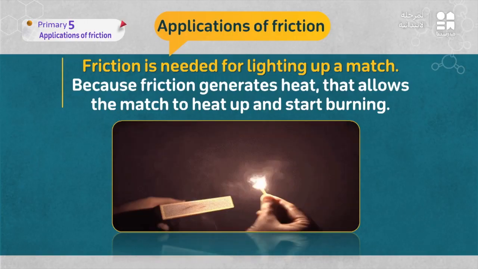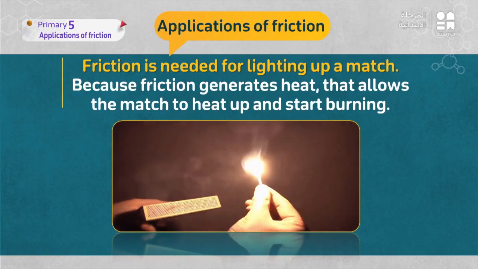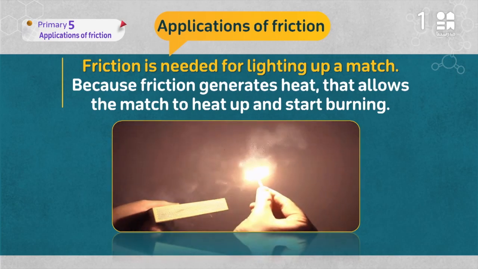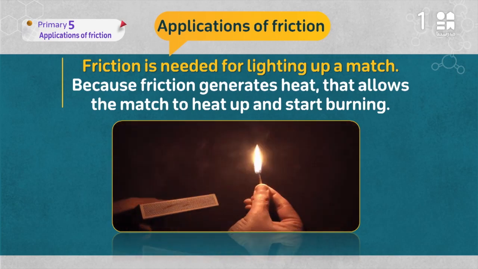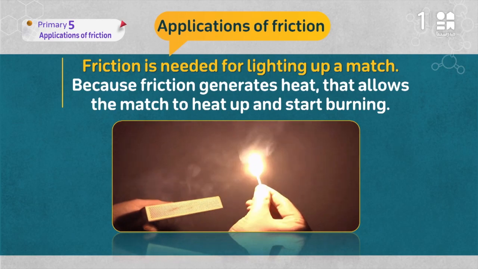طب نفس الفكرة مع الماتش. لما بنجيب الماتش ونجيب البوكس ونعمل للماتش فريكشن سريع، اوكي؟ الفريكشن ده بيعمل ايه؟ generate heat. So هيخليها يحصل لها burning. يبقى تاني friction is needed for lighting up a match. هي اللي بنحتاجها عشان نعمل lighting up للماتش.